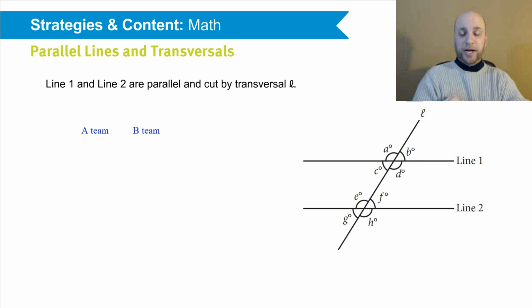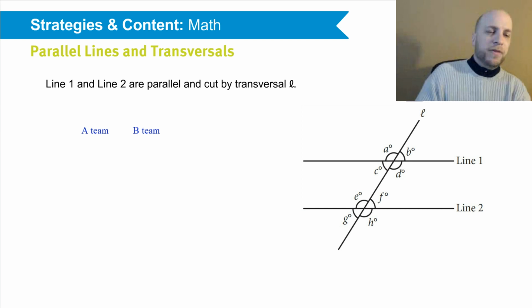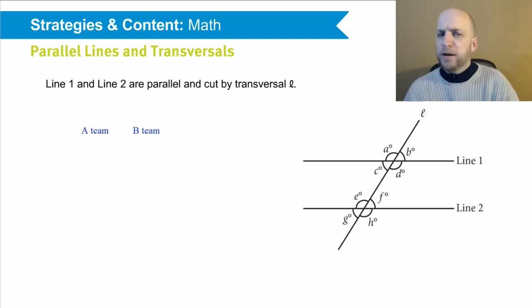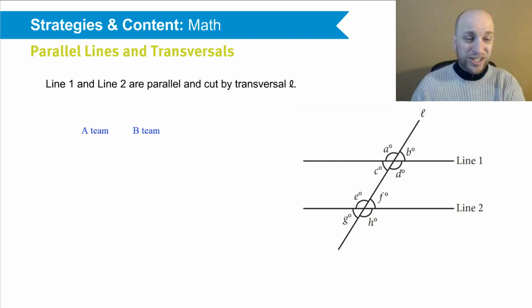Throw it in the chat, everybody. Who's on the A team? Who has the same angle measure as angle A? Let's see, across from it is D, and then E is in the same corresponding position, and then H is vertical from it. So the A team consists of A, D, E, and H.